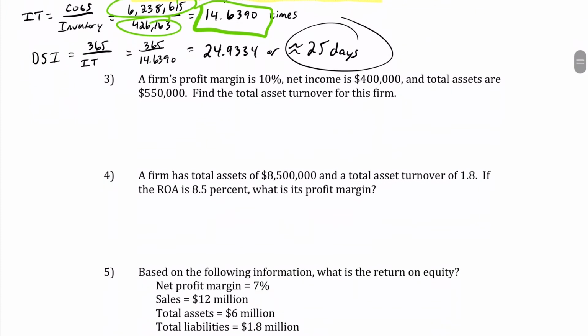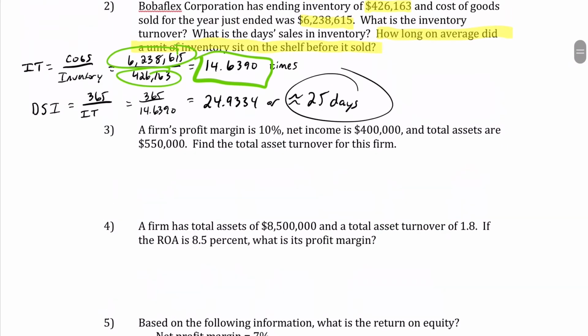Okay, continuing on, number 3. A firm's profit margin is 10%, net income is $400,000, total assets are $550,000. Find the total asset turnover for this firm. So total asset turnover, we remember, is an asset efficiency ratio, and the equation for total asset turnover is sales divided by total assets. So is our investment in assets translating into sales?